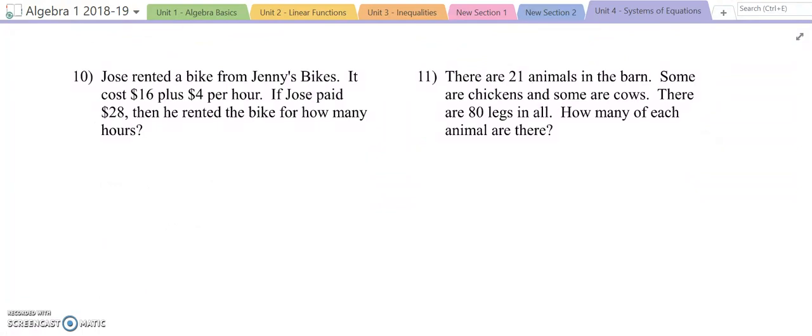My man Jose, last time he was selling video games, this time he's renting a bike from Jenny. Cost $16 plus $4 per hour. That word per, automatically we're talking about something that deals with multiplication. Per and each really are the same thing. That's always going to be your slope. This should automatically alert you to y equals mx plus b because you saw per. He paid a total amount of money. It's $28. He said in this other part, 16 plus. Starting to see how easy can this thing really be.